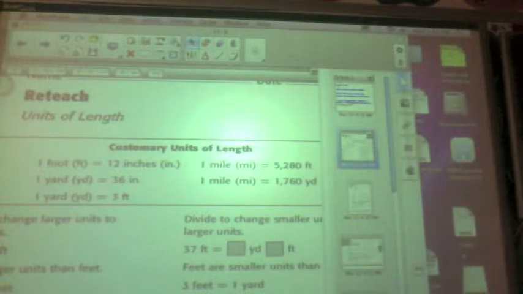This is an important box. This is going to be our friend. This is telling us how many inches are in a foot, how many inches are in a yard, how many feet equal 1 yard, how many feet equal a mile, and how many yards equal a mile. This is what I like to call our conversion chart. We'll be coming back to this chart in a little bit.